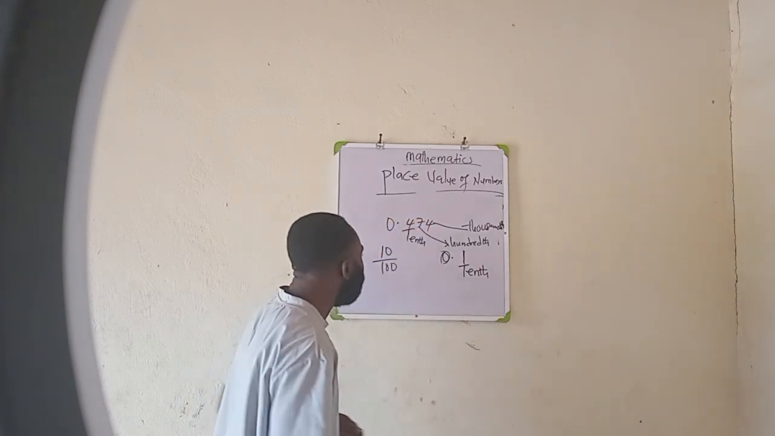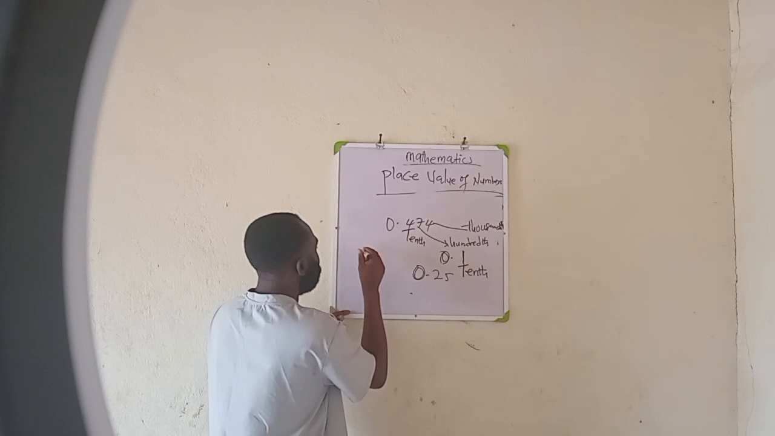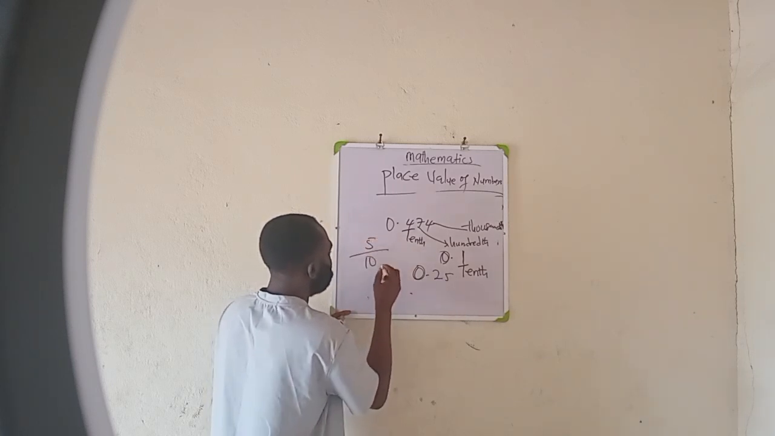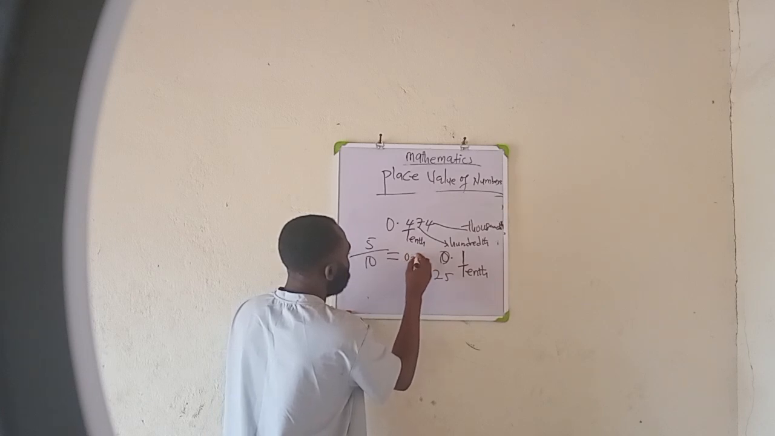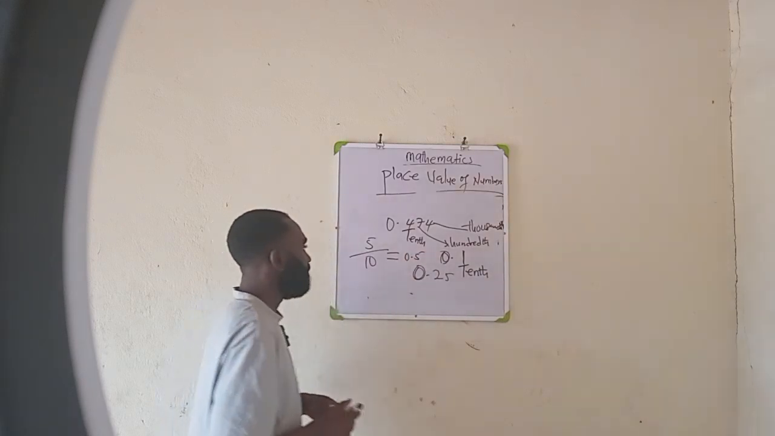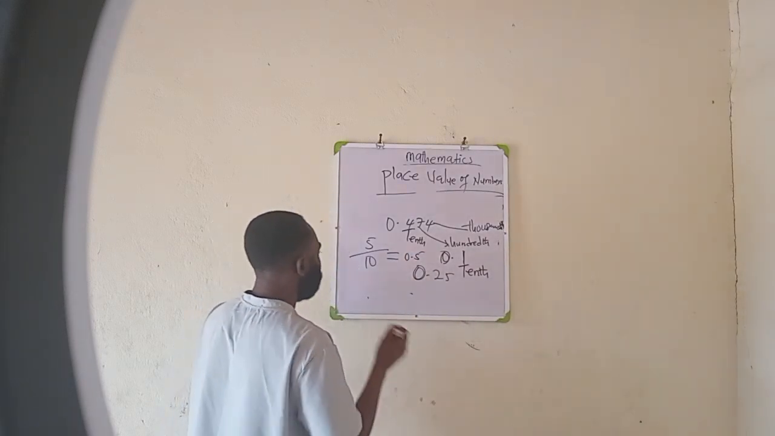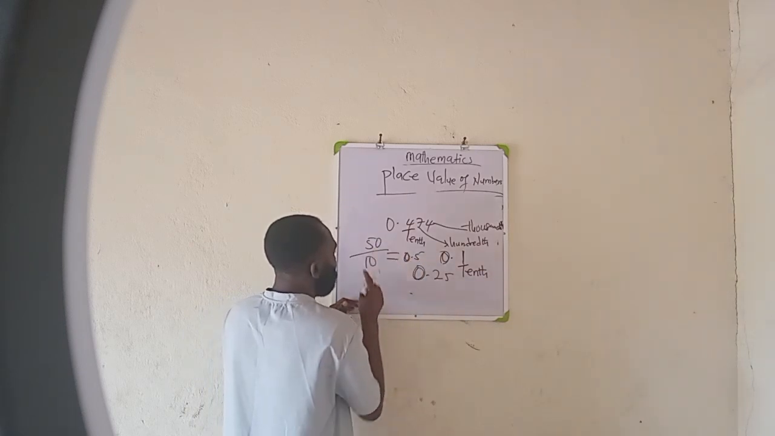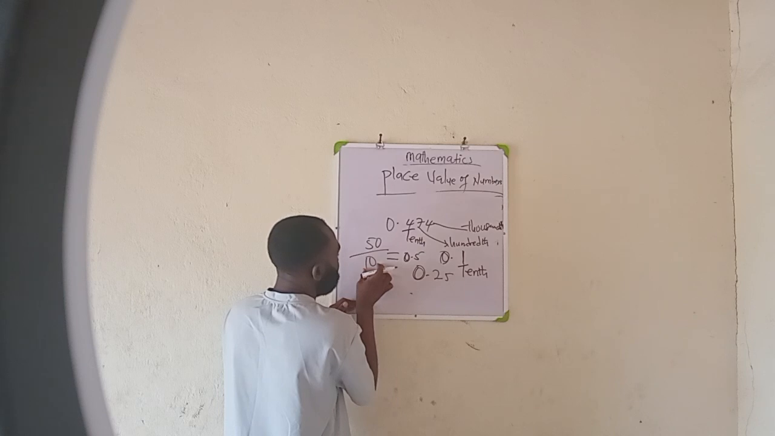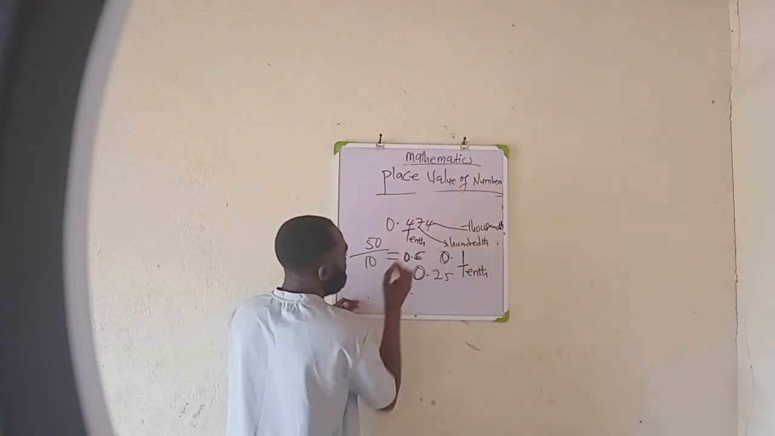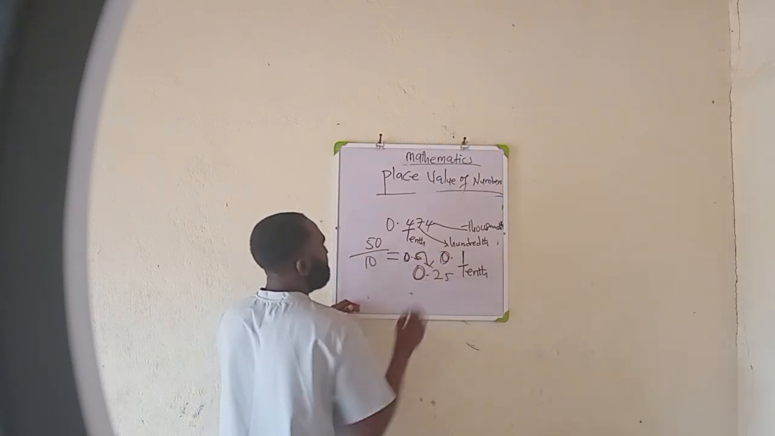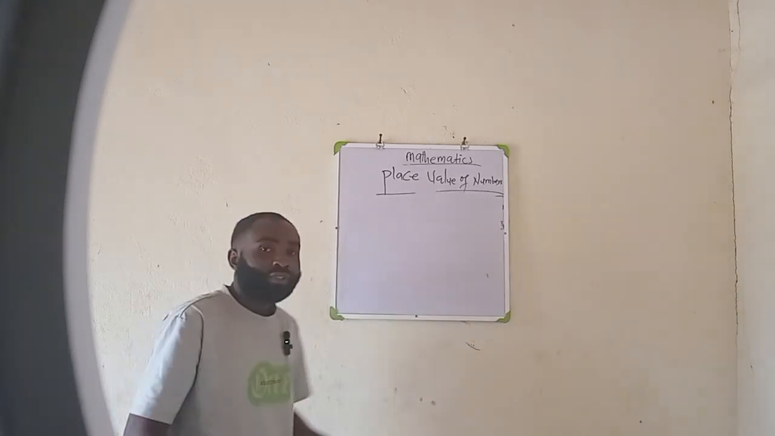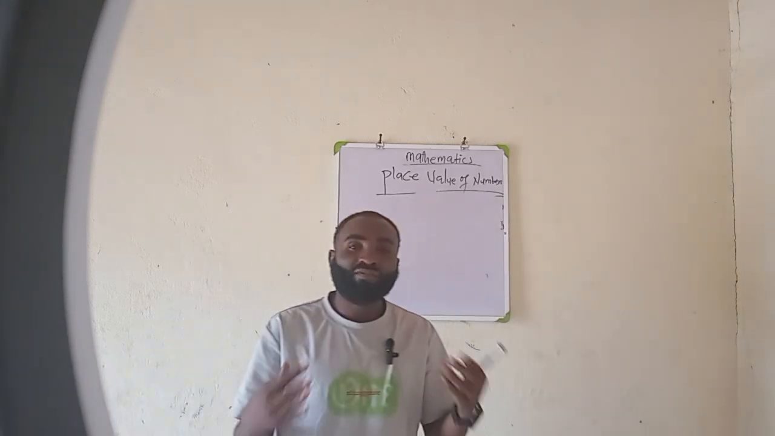Or if you have 5 all over 100, this will give us 0.5. How do we arrive at that? We add 0 here, and 50 divided by 10 is 5, and this is tenths. The position of this is tenths. So handling place value is very simple.